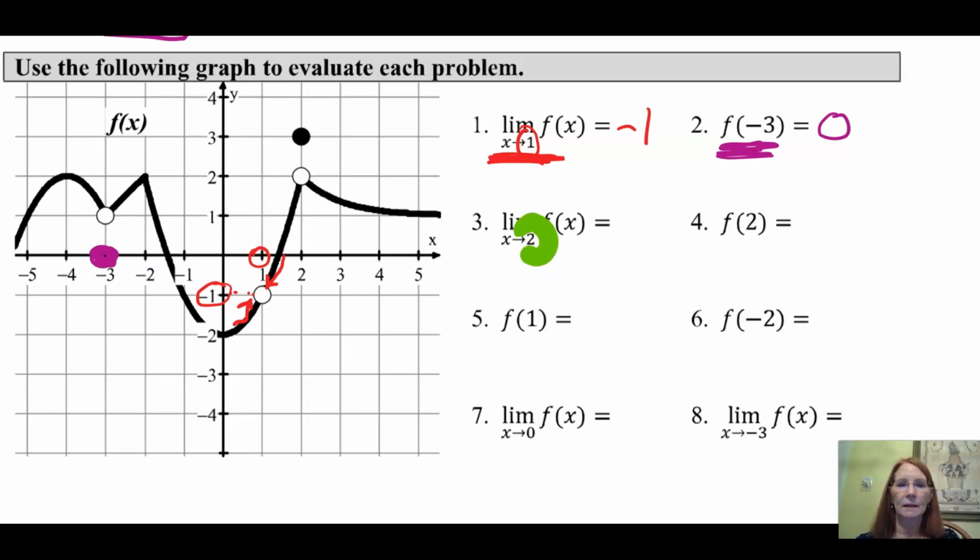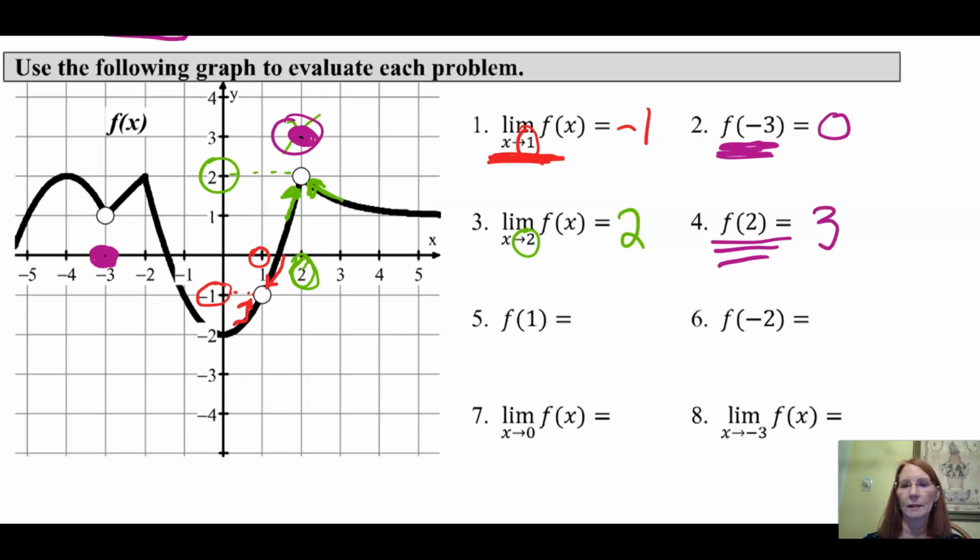Number 3, as x approaches 2, so I'm going to this x value of 2 from both the left side and the right side on the graph. I'm not looking at that point right there. I'm looking from the left and the right of 2. And what is the y value trying to be? 2. But on number 4, I want the function value at 2. So this time I do want that point, and that answer would be 3. So there's definitely a difference between a limit and a function value. Sometimes the function value can be the same as the limit.